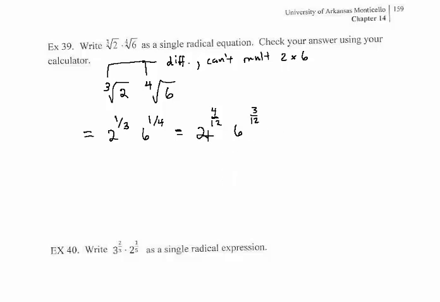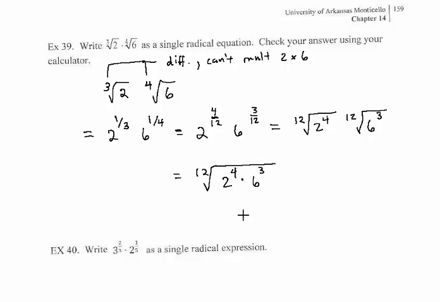Now, like I said, we can't just add these exponents together because the 2 and the 6 aren't the same base. But we can convert this back to a radical. And when you do that, you see that now the root numbers are the same, but our 2 and 6 now have exponents 4 and 3. So with the indexes the same, we combine them under a single radical with the index of 12, and we write 2 to the 4th times 6 to the 3rd power.